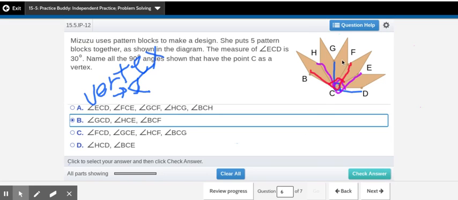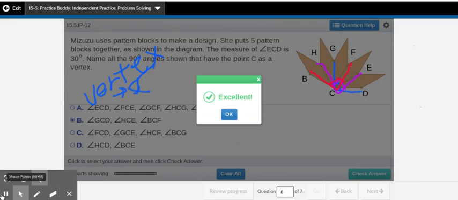FCD. What does that say? FCD. Nope, that's not a right angle because it's a little smaller than that. So automatically C is crossed out. Let's look at D. D shows HCD. HCD. That's a little bigger than a right angle. That's like an obtuse angle. So B looks like the only option. Let's check our answer. We are correct.